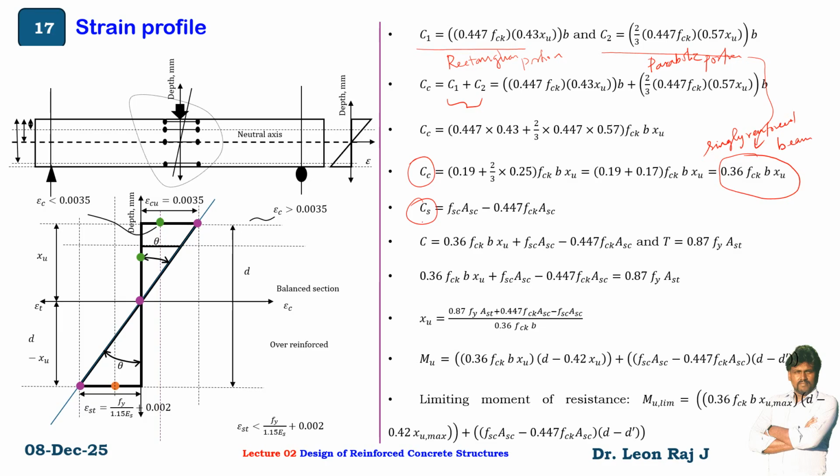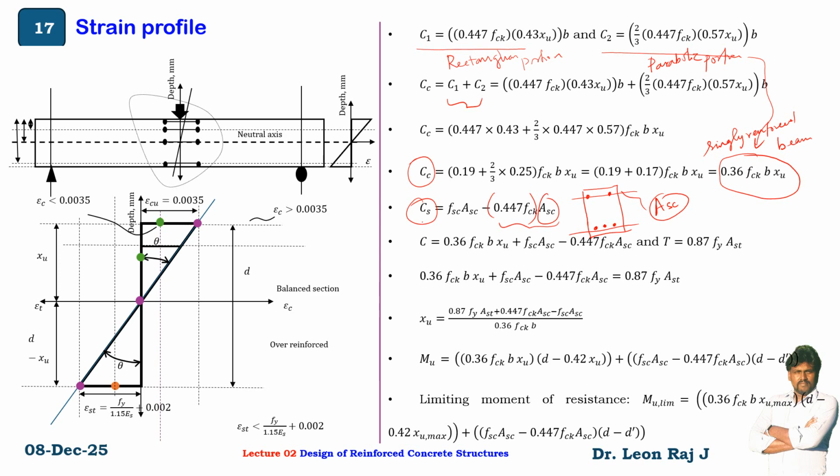For that, how much amount of area is reduced? If this is your beam, this is the tension reinforcement and this is the compression reinforcement, and this compression reinforcement is Asc. So this much amount of concrete is actually less, because this Asc area of concrete is replaced by reinforcement. So what is the force acting in this portion?